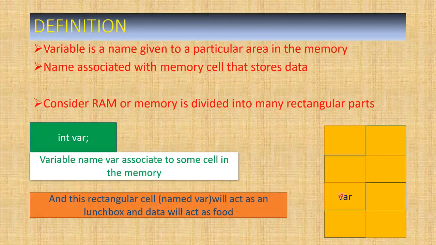So this rectangular cell can be thought of as the same as the lunchbox. This rectangular cell, named var after the declaration part, has the name var associated with it. It will act as a lunchbox and data will act as food. So we will be able to store food inside this variable. This is how a simple definition of the variable is applied.